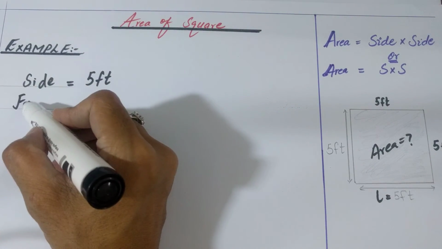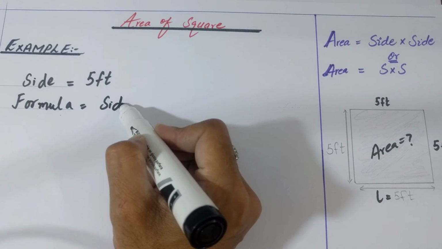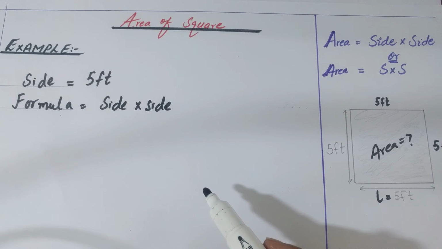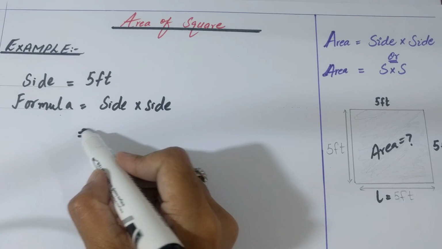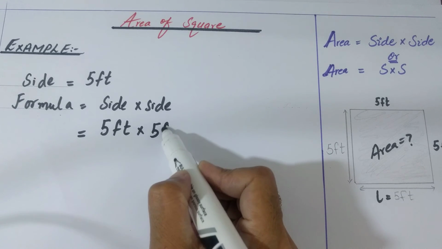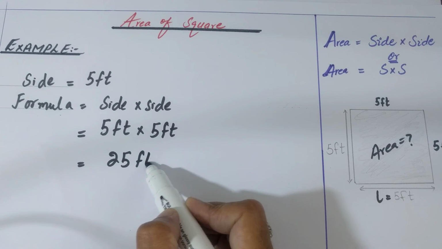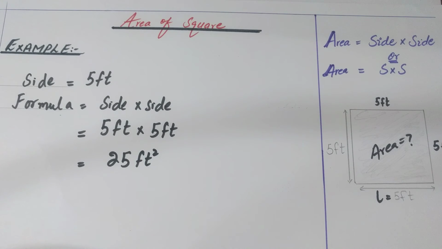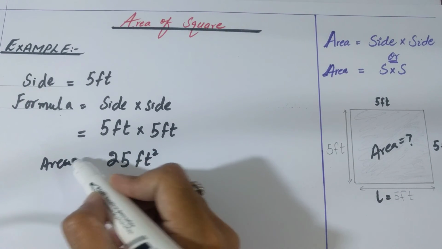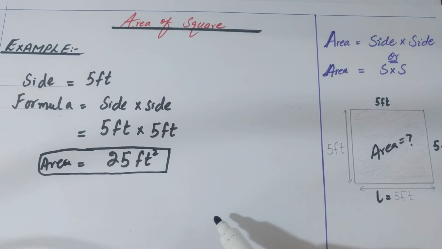So what is the formula? According to the formula, side multiply by the other side together. You will multiply the sides 2 times. So side is 5 feet, multiply by 5 feet. So 5 fives are 25 feet square or square feet. So this one is the area of a square. Very easy, very simple.